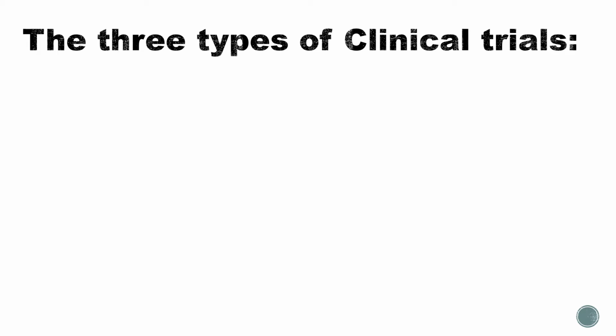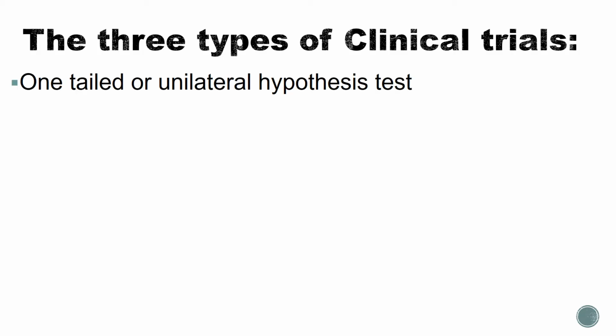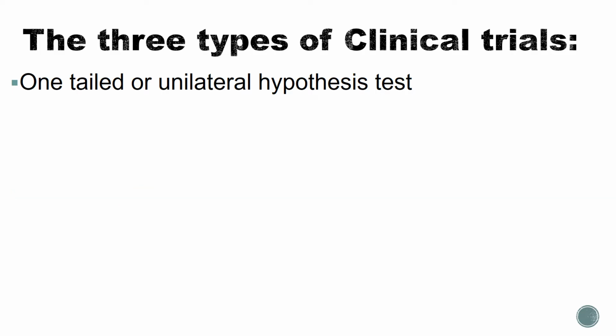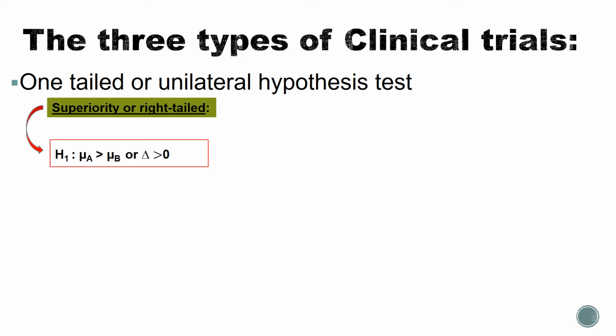Having a fair knowledge of biostatistics is important in understanding the three different types of clinical trials. In biostatistics, we have two major types of hypothesis tests, either a unilateral or one-tailed hypothesis test, and a bilateral or two-tailed hypothesis test. With a one-tailed hypothesis test, we could have what we call a superiority hypothesis test, in other words, a right-tailed hypothesis test, based on the alternative hypothesis.